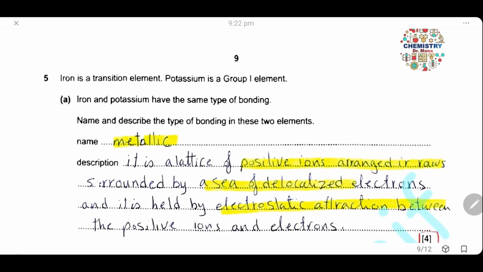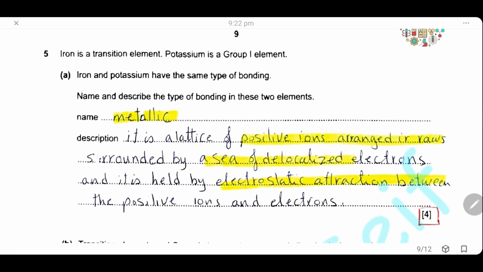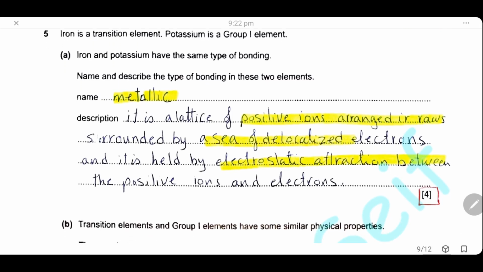Question 5. Iron is a transition element. Potassium is a group 1 element. Iron and potassium have the same type of bonding. Name and describe the type of bonding in these 2 elements. The bond, of course, is a metallic bond.